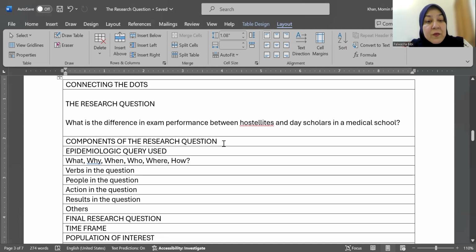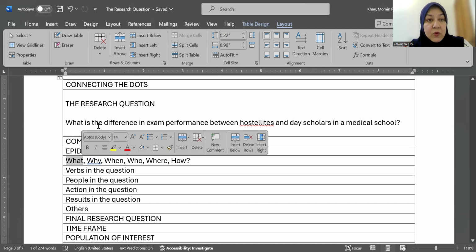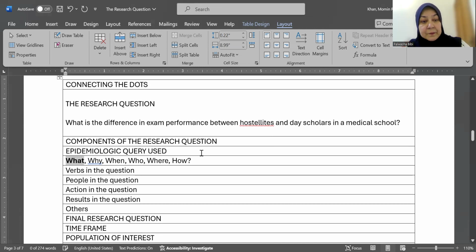So, components of the research question. Remember, we did this last time. The epidemiologic, I am using what? Right? I'm using what? Then verbs in the question. What are the verbs in the question? What am I looking for? What is the action that I'm looking for? Any guesses? Type in the chat box.